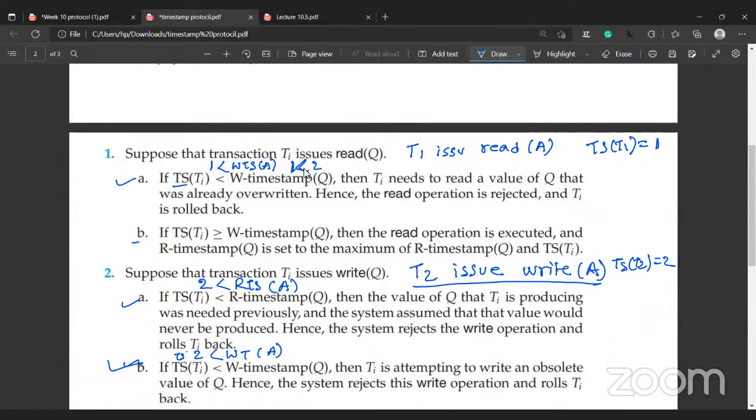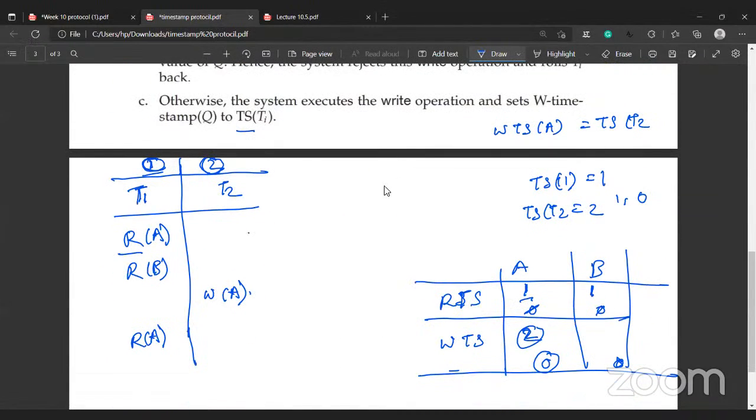Hello. Yes, sir. So then what will happen? The read operation will be rejected and T1 will be rolled back. So hence T1 will be rolled back.